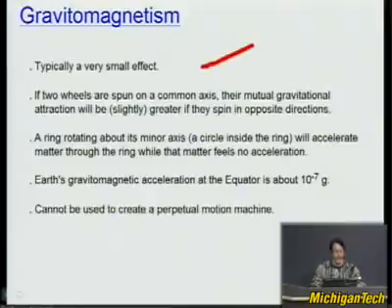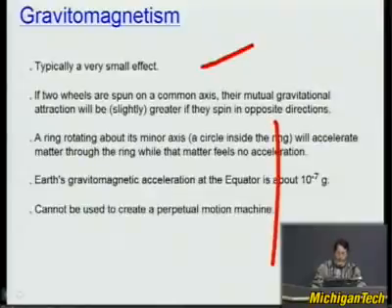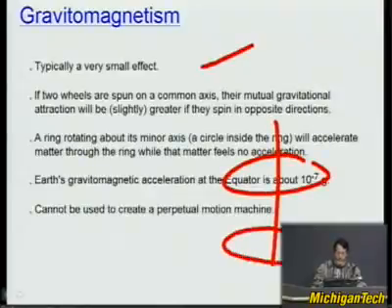However, the sense of the effect is that if two wheels are spun on a common axis, so here you have one, and here you have another, there's common axes going around like that, their mutual attraction will be slightly greater if they spin in opposite directions. Not something you really need to include in your average calculations. Your car tires aren't going to be attracted toward each other, but it's something that's interesting.